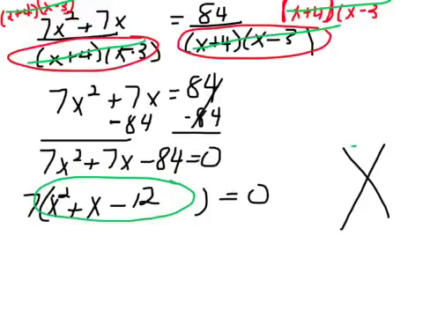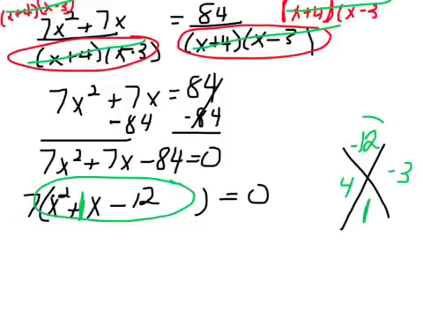I'm trying to say what two things multiply to give me negative 12, and at the same time add up to that 1, the coefficient of the middle term. Yeah, 4 and negative 3. 4 times negative 3 is negative 12. 4 plus negative 3 is 1.